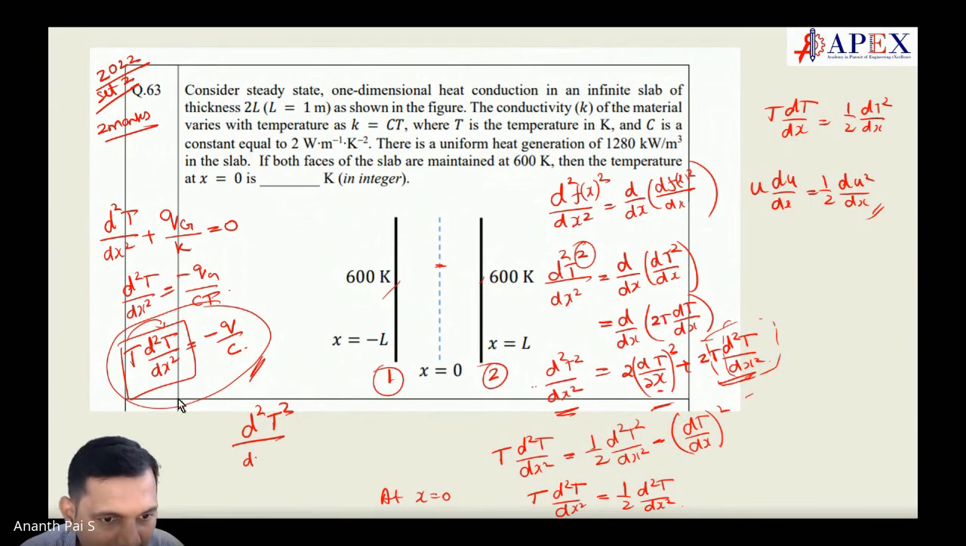Now, T d square T by dx square. You remember this? Write this down. Good enough. Write this: T d square T by dx square is half d square T square by dx square minus d of T by dx whole square.